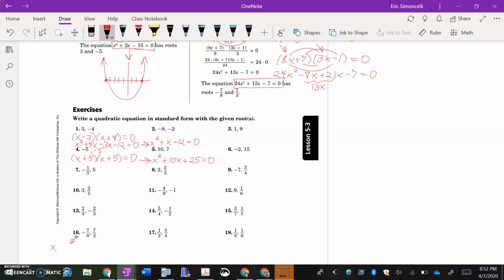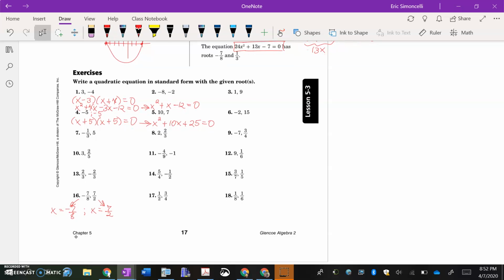I'll write this as x equals negative 7/8, and x equals 7/2. If we walk through this, we set each respective equation equal to 0. Multiply the first by 8, and we have 8x plus 7 equals 0. The other equation, we multiply both sides by 2, so 2x equals 7. Subtract 7, so 2x minus 7 equals 0.